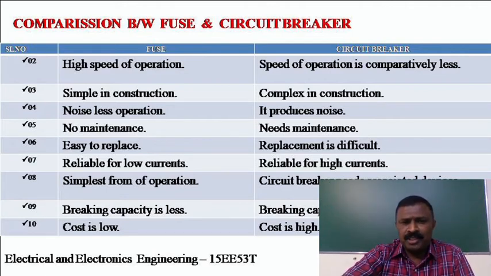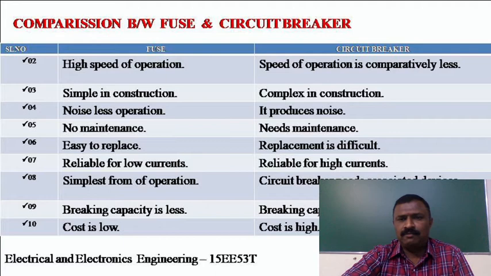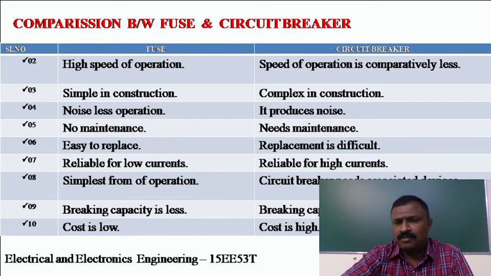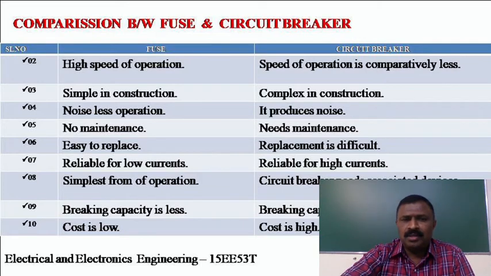The second comparison is that the fuse is simple in construction. We have two leads, and in between these two we have a fuse element which has a low melting point with less oxidation. Of course, there is some complexity in the construction of a circuit breaker. The fuse has noiseless operation, whereas the circuit breaker will produce noise. No maintenance is required for the fuse, while the circuit breaker needs some maintenance.